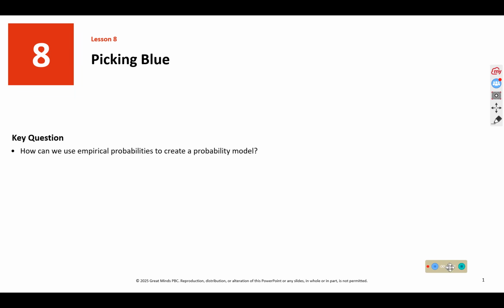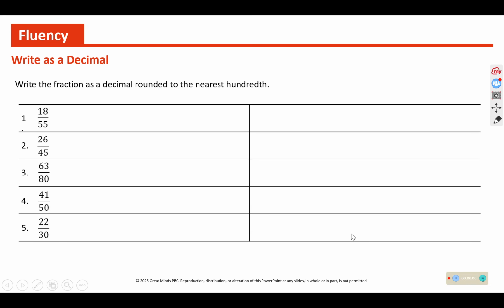In this lesson, we are going to be playing a game called Picking Blue. To begin with your warm-up, you'll write the fraction as a decimal rounded to the nearest hundredth. That means that you get 2 place values. The third decimal is going to tell you whether to round up or to stay.